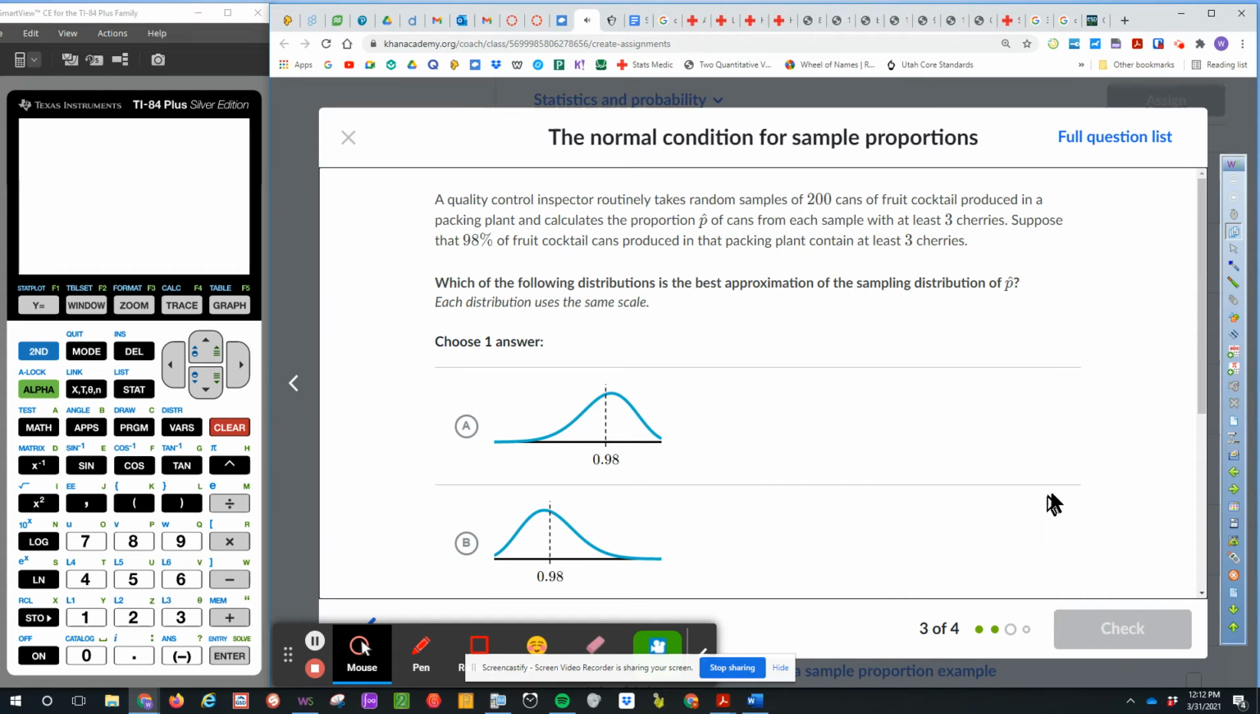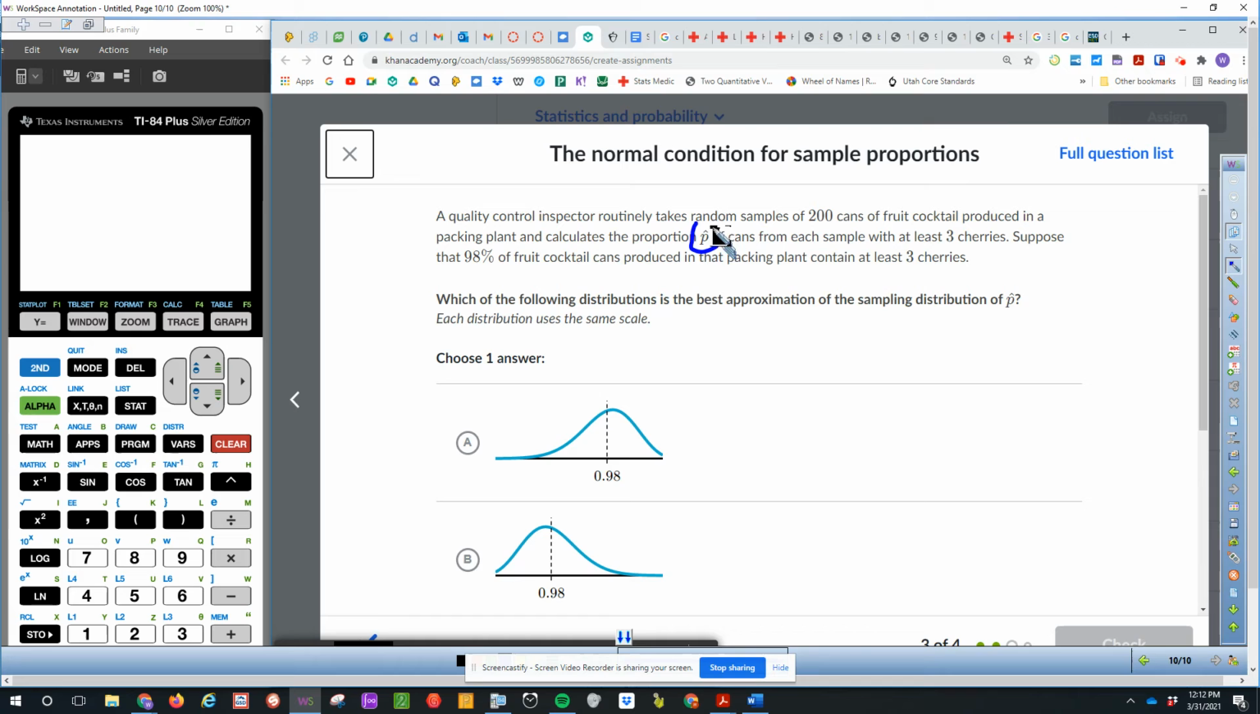Okay, let's go on. A quality control inspector routinely takes a random sample of 200 cans of fruit cocktail produced in the packing plant and calculates the proportion p hat. So, ladies and gentlemen, a new symbol here. If you see this p hat, p with a hat on it, that is the sample proportion. Please remember that. So the sample proportion of cans from each sample with at least 3 cherries.